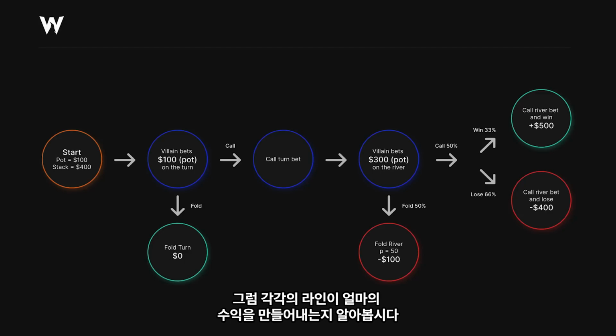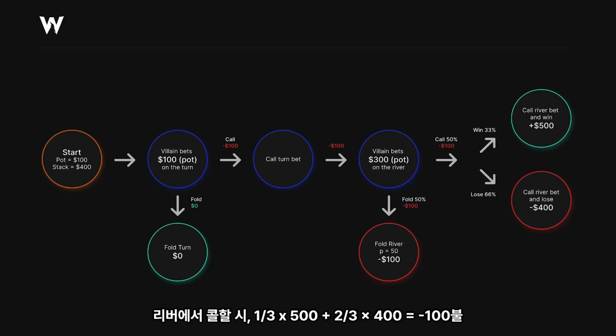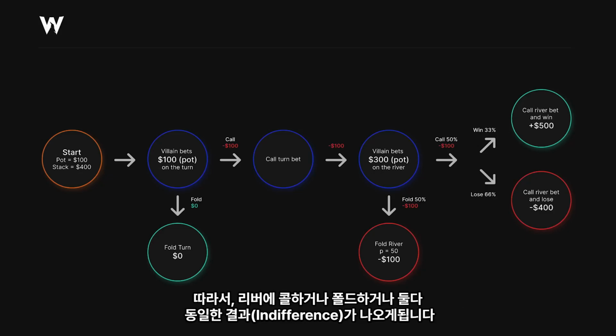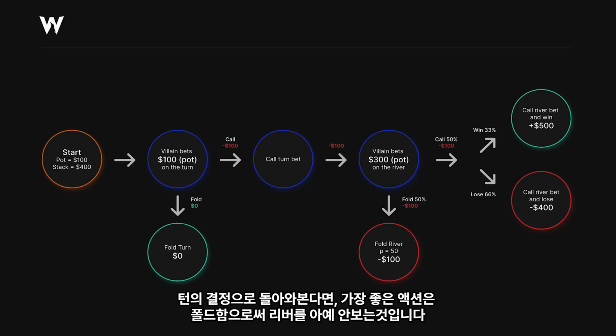Let's calculate how much money each line makes. If we calculate our equity on the river, it turns out to be minus $100. So 1/3 times 500 plus 2/3 times minus 400 gives us a minus $100 river call. Conversely, folding is also worth minus $100. And so we're indifferent between 2 minus $100 decisions on the river. And you see, the problem is that they'll always bet the river. So if we trace the decision back to our turn call, we'll see that the best option was actually just to fold immediately and never see a river to begin with.